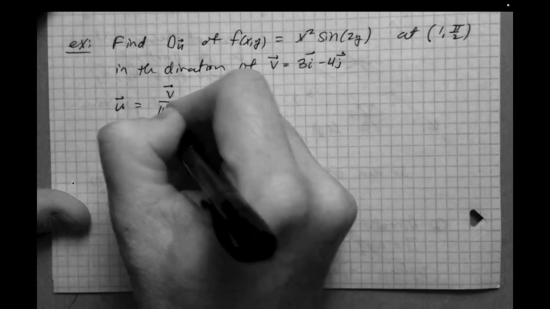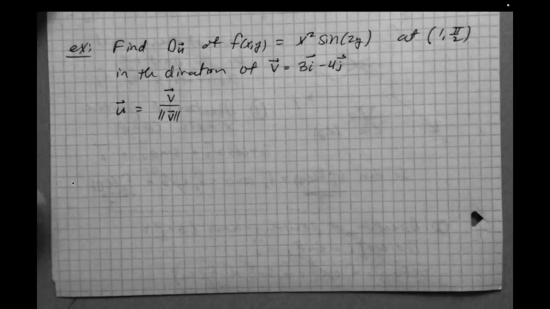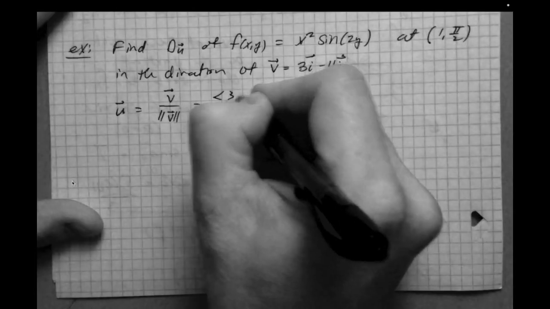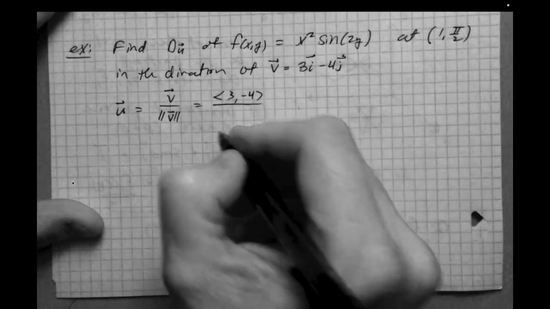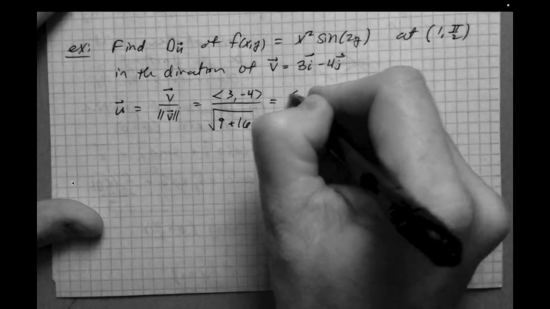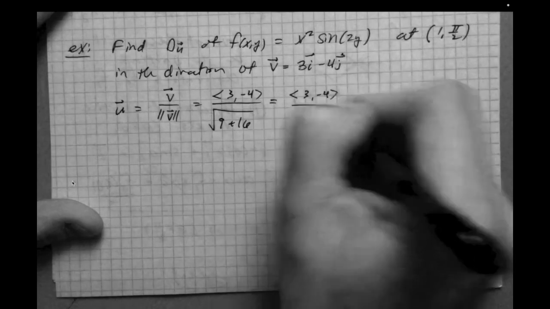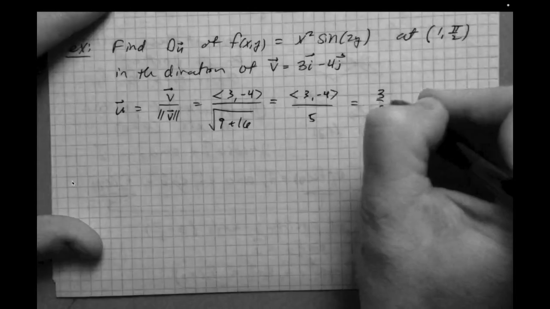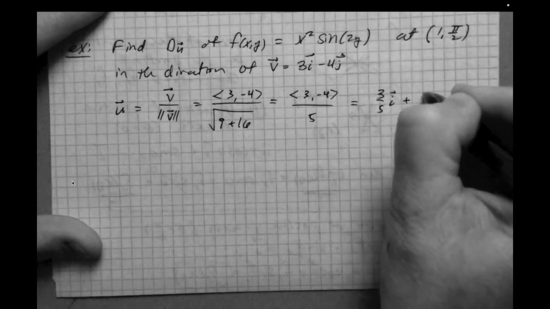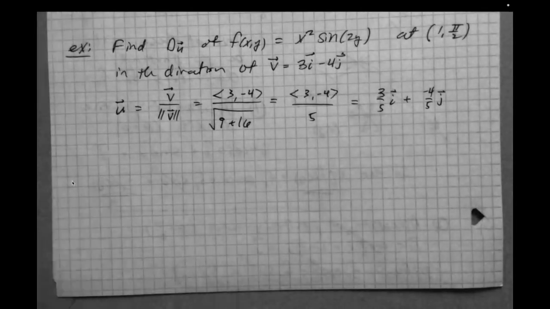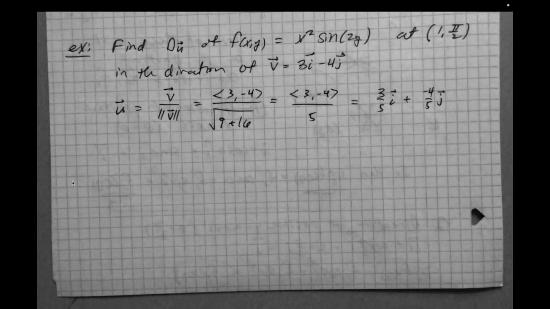We can normalize this vector by dividing it by its norm. So this is just 3 comma negative 4. We need to divide by the norm here, which would be the square root of 9 plus 16. So basically the vector 3, negative 4, we want to scale by 1/5. So we'll say 3/5 i plus negative 4/5 j. Now we have a unit vector, and that's what we'll denote as u. So now we have a unit direction vector.